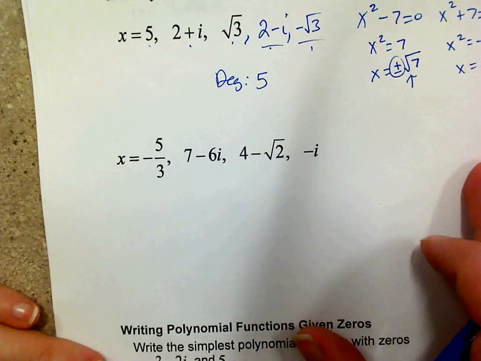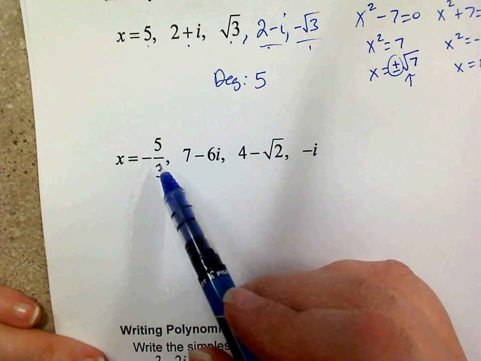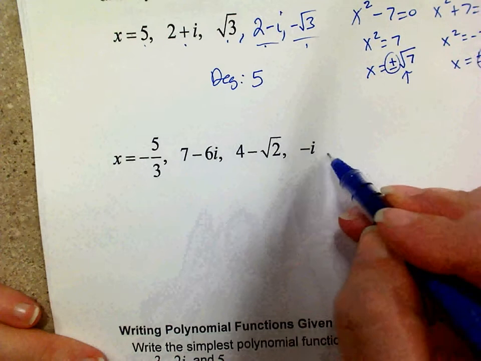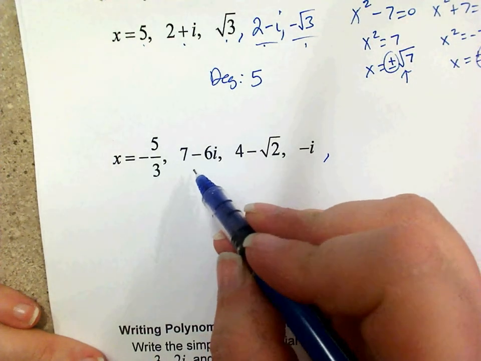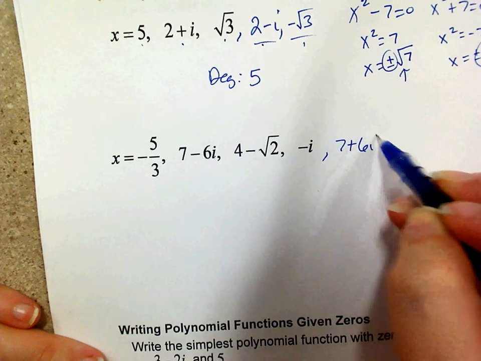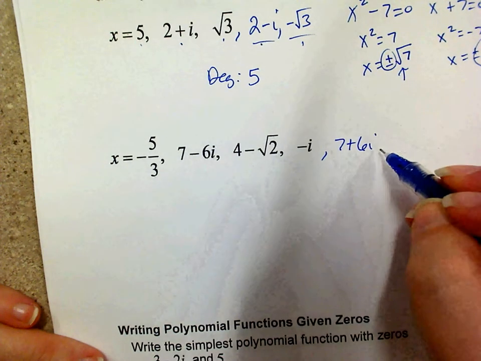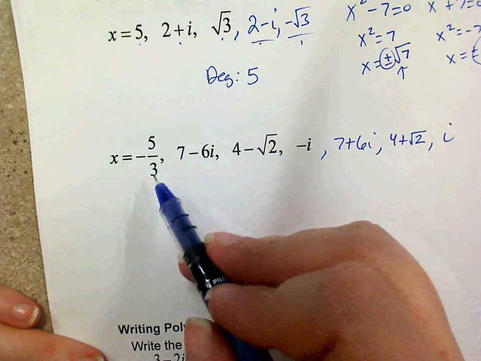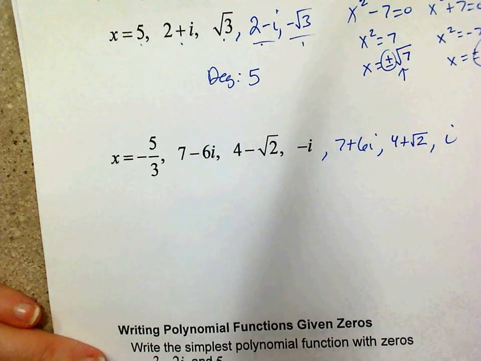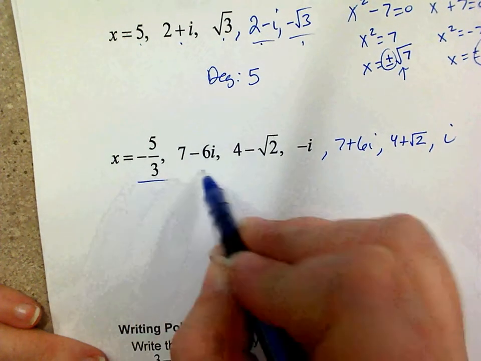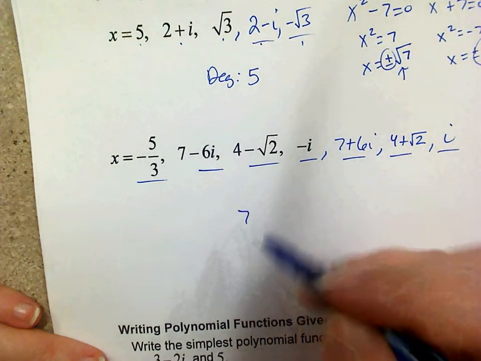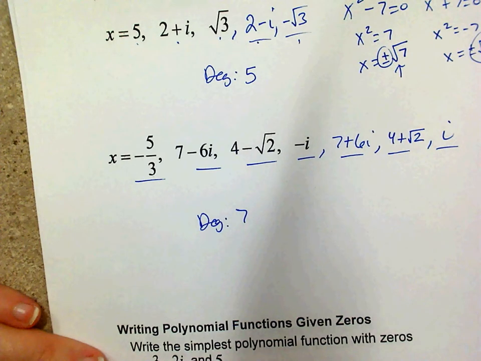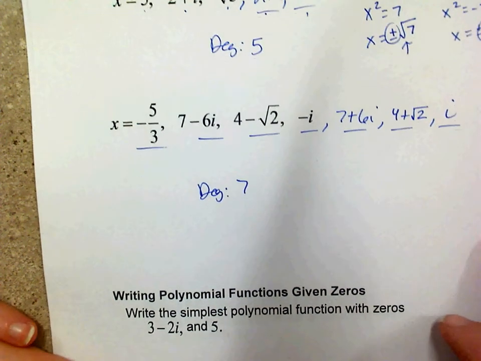On this problem, I'm telling you that the roots are negative 5/3, 7 minus 6i, 4 minus the square root of 2, and negative i. Since it's 7 minus 6i, it also has 7 plus 6i. 4 minus the square root of 2 means 4 plus the square root of 2 is there. And negative i means positive i is there. Negative 5/3 is a real root. It's not irrational or imaginary, so it does not have a conjugate pair, which means we have 1, 2, 3, 4, 5, 6, 7. 7 is the degree, because there are 7 roots. The Fundamental Theorem of Algebra says the number of roots is equivalent to the degree of the polynomial.